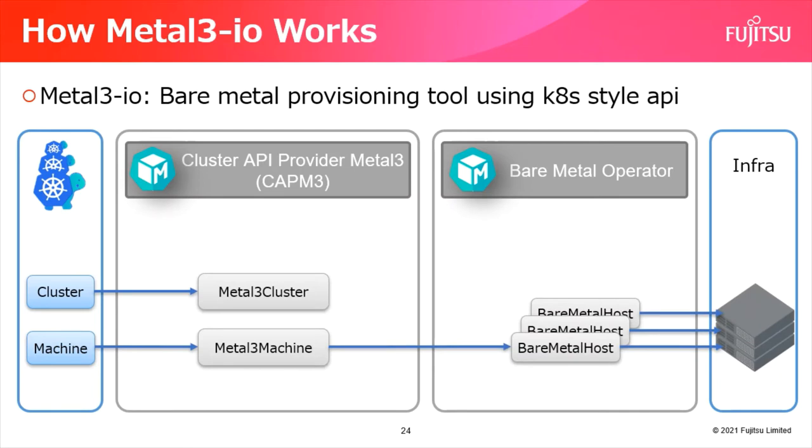CAPM3 provides several CRDs. Some of them are Metal3Cluster as the infrastructure cluster object, and Metal3Machine as the infrastructure machine, as Cluster API requires. And the Bare Metal Operator provides a CRD called BareMetalHost for bare metal management. A BareMetalHost object represents one bare metal server. It contains the information of that bare metal server, such as its BMC address, hardware details, and so on.